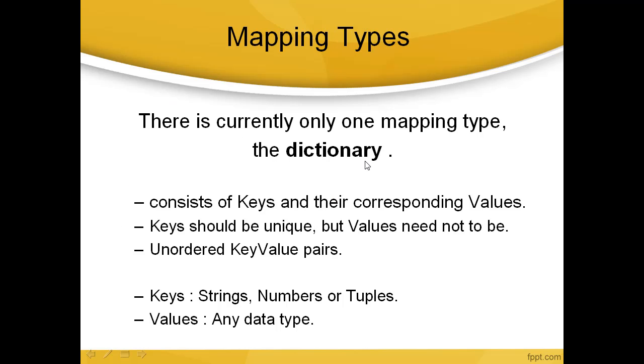Now mapping types. There is currently only one mapping type. It is called dictionary. It consists of keys and the corresponding values. Keys should be unique, but values need not be. A mapping type is unordered key value pairs. You can use strings, numbers and tuples as keys, whereas values can be of any data type.